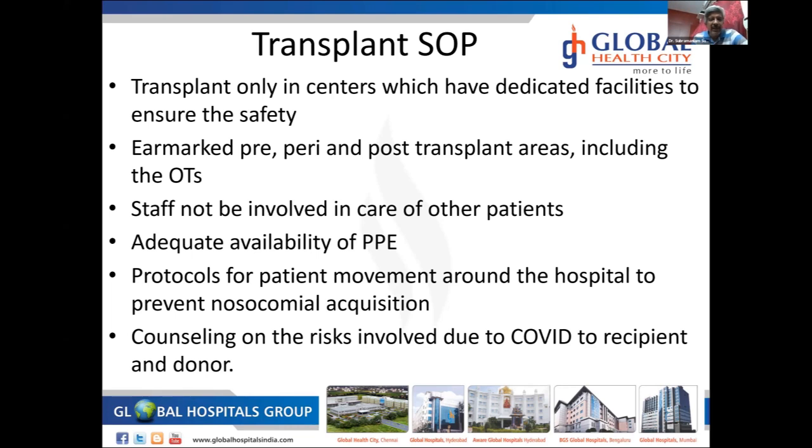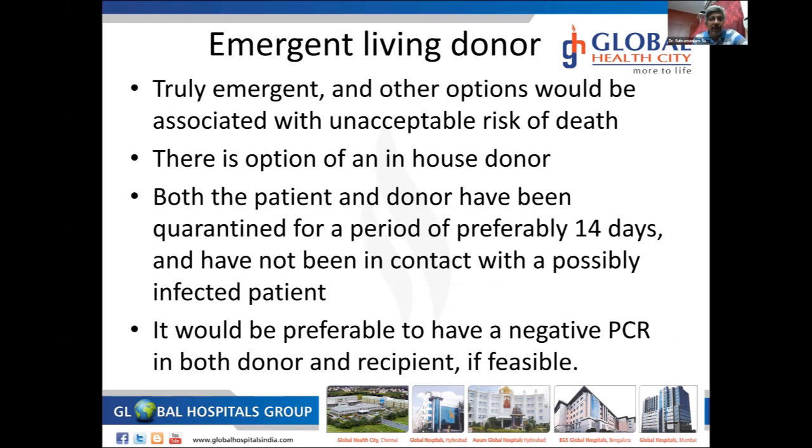What about an emergent living donor? If you have an emergent surgery, let's say an acute liver failure, and you have an in-house donor, a sibling or something, if it's truly emergent, and if you believe that the other options are associated with an unacceptable risk of death, then you'd have to go for it. Of course, an in-house donor would be nice. And it would be best if you have the patient and the donor quarantined for a preferable period of at least 14 days and not be around an infected patient.